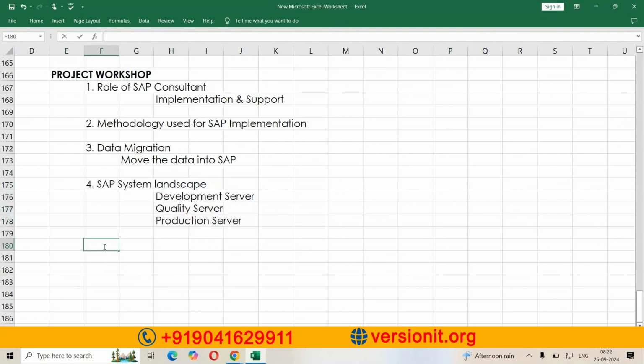And we also try to work out with the data transportation. So how we are going to be moving the data from development server to quality server, from quality server to production server. And we try to work out with the documentations. So how we are going to be preparing the documents. What are the different set of documents you need to know when you work in the project environment.